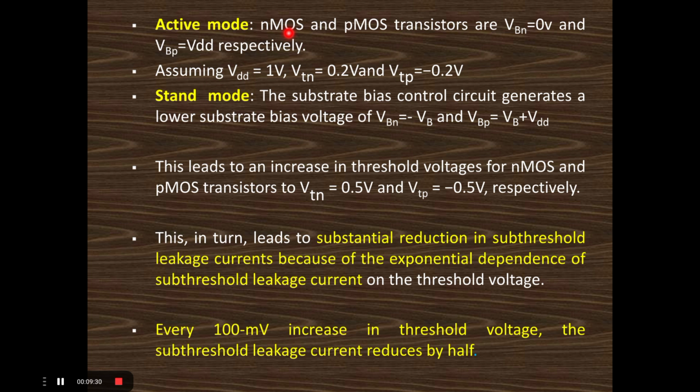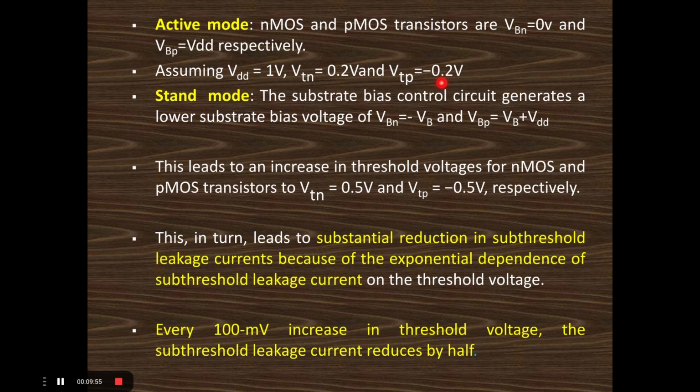Let us see, in the case of the NMOS and PMOS transistors, VBN, the NMOS transistor substrate voltage, is 0 volts, and the PMOS transistor substrate voltage is VDD respectively. Let us assume like that. Suppose the supply voltage is 1 volt. At that time the threshold voltage of the NMOS transistor is 0.2 and the threshold voltage of the PMOS transistor is 0.2.